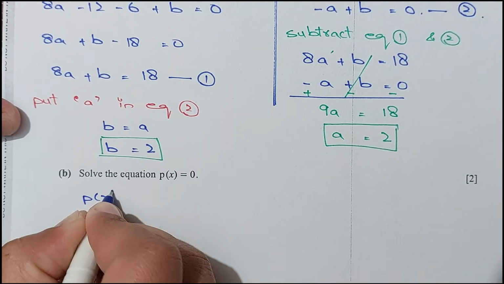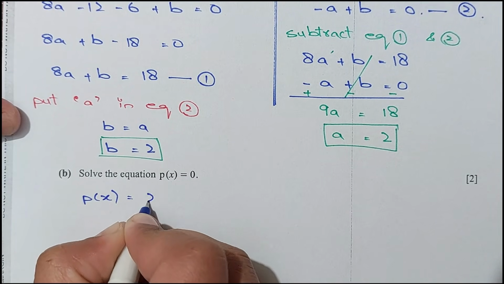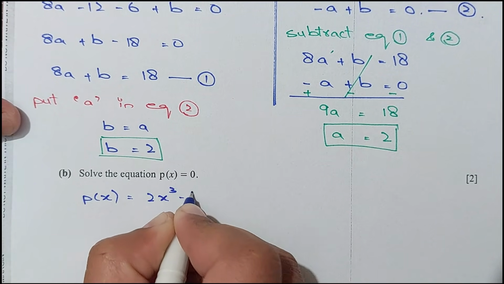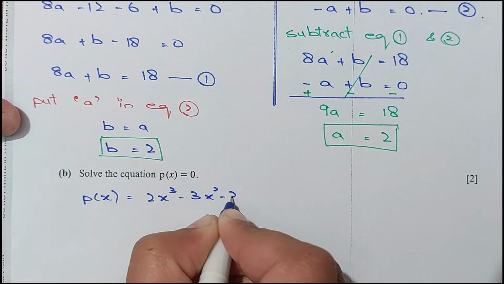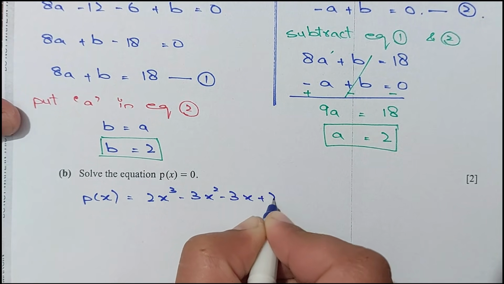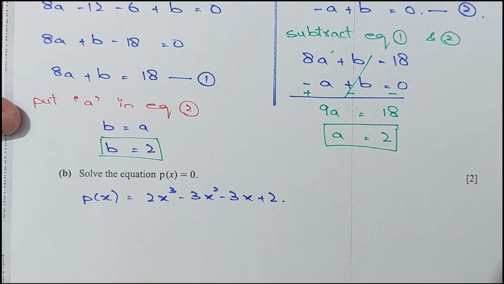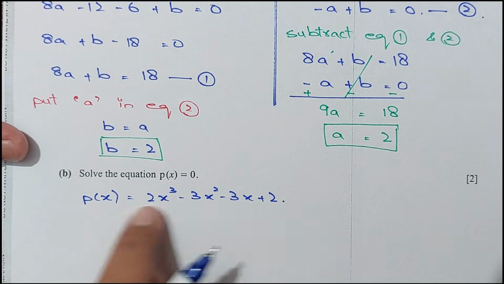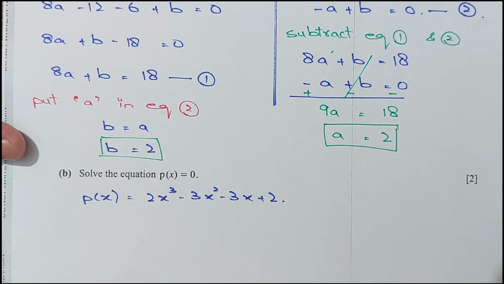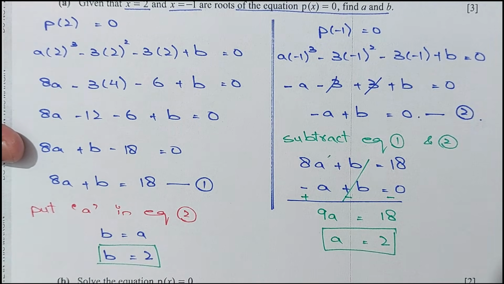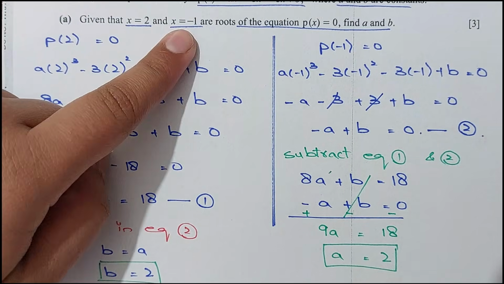So p of x is 2x cubed minus 3x squared minus 3x plus 2. This is my polynomial. We have to solve this polynomial by putting it equal to 0. First, it's a cubic polynomial. Let me convert this into factored form. We will get 3 factors of this polynomial. From the first part we come to know that it has 2 roots, at 2 and at minus 1.